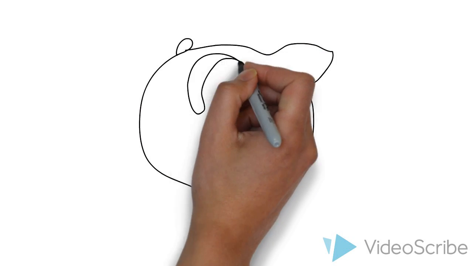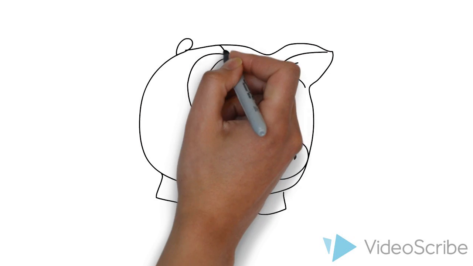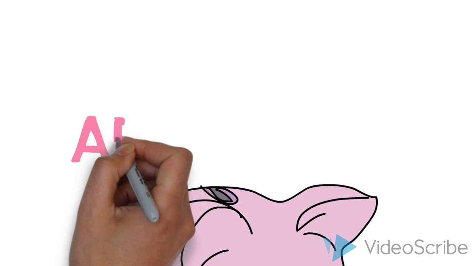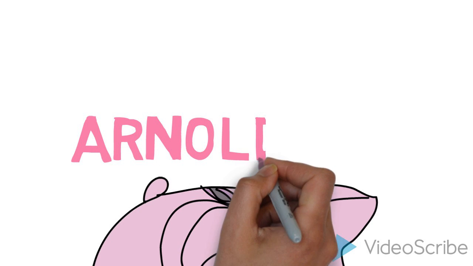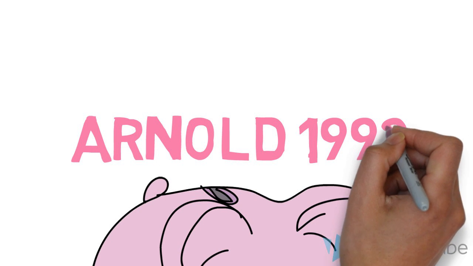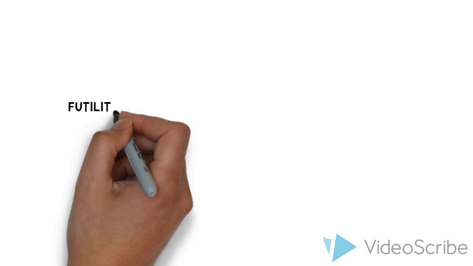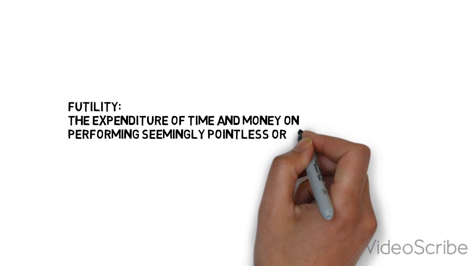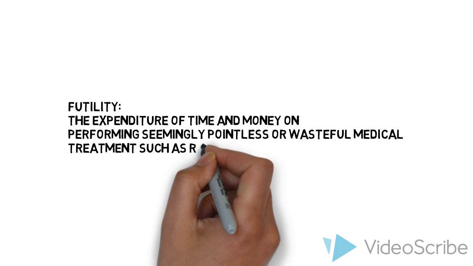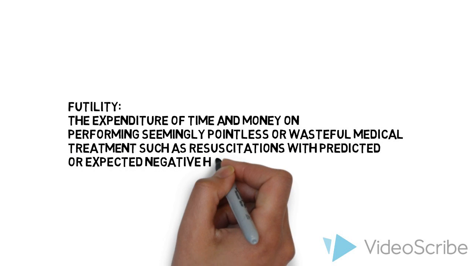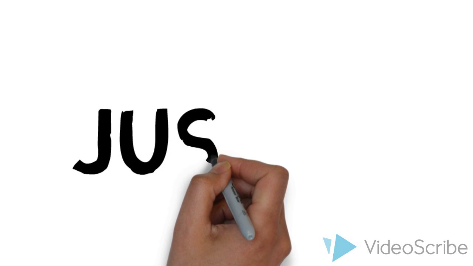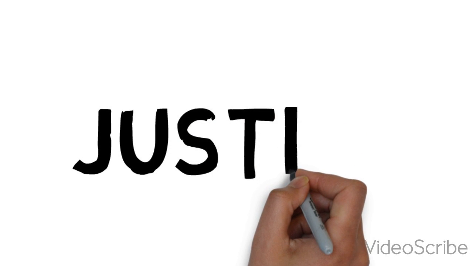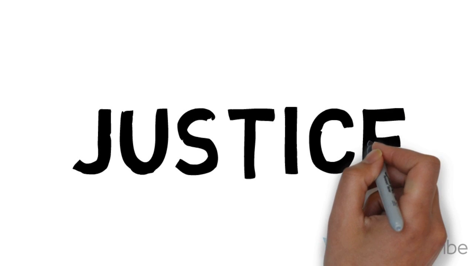Another argument in favor of the use of DNR orders focuses on the costs and resources associated with resuscitations. Arnold in 1988 contended that there is a clear need for us to ensure the futile attempts at resuscitation are minimized. Futility refers to the expenditure of time and money on performing seemingly pointless medical treatment such as resuscitation, where there are high risks of or expected negative outcomes. This argument focuses on the bioethical principle of justice, where it proposes that the money and resources in healthcare should be invested and provided to those who will most likely benefit from it.